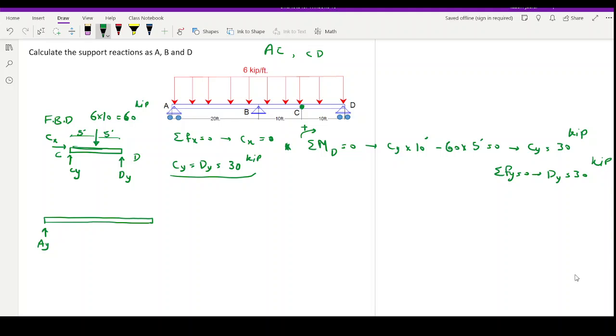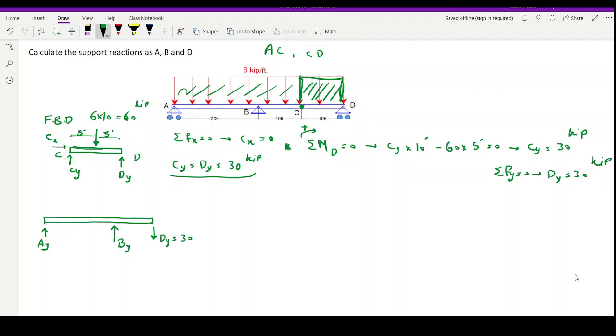You notice that I replaced this distributed force for CD, and I need to replace the distributed force in this segment with another point force for ABC. Okay, that's how we solve it. Also I calculated this Dy. I have to replace it with the opposite direction.